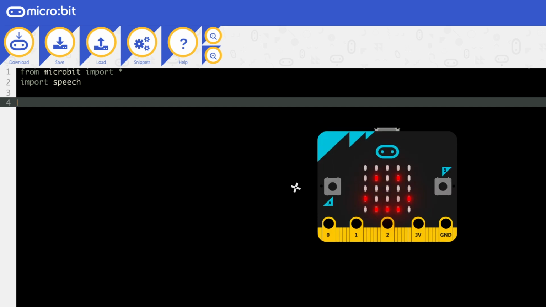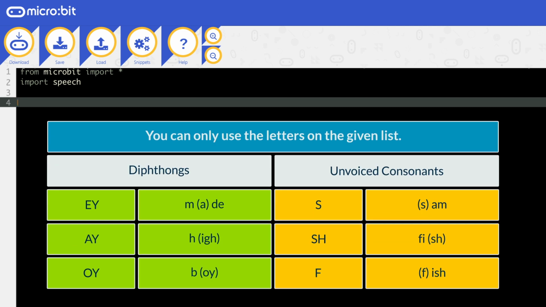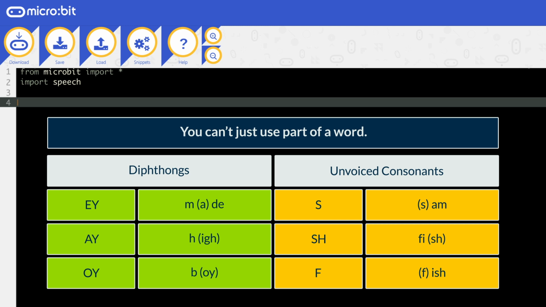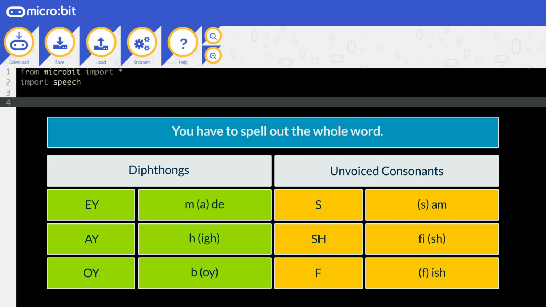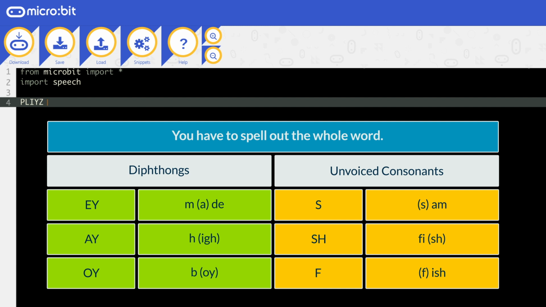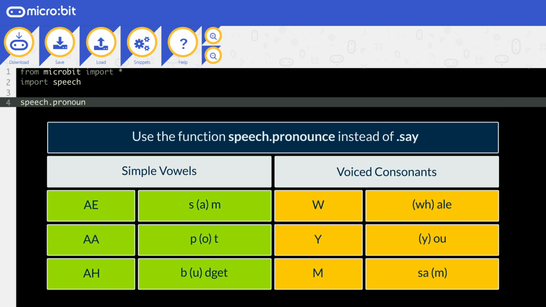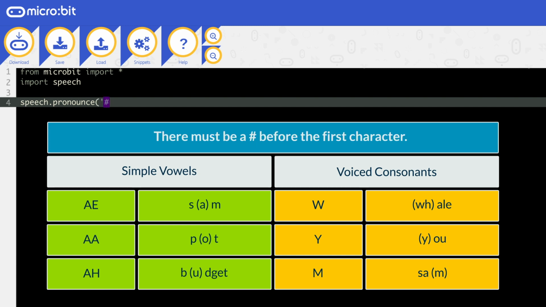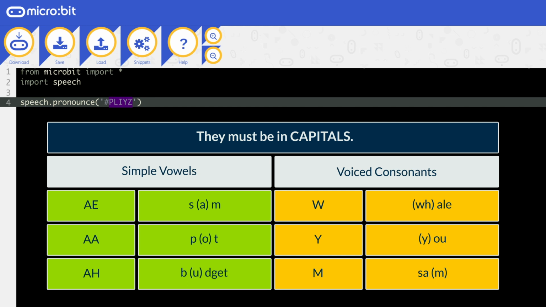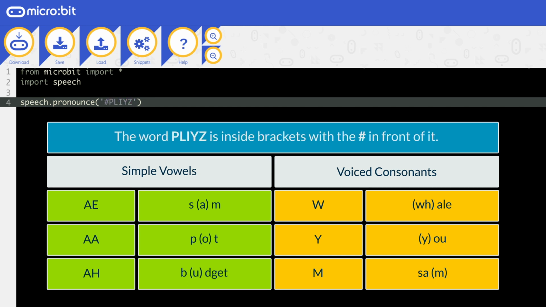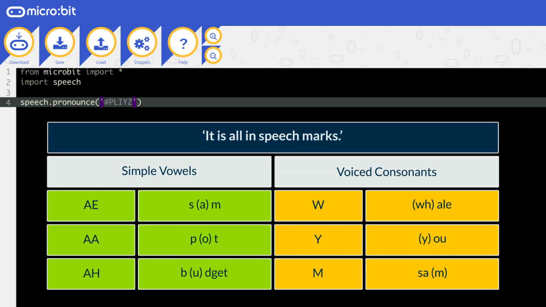For example, if you wanted the microbit to say the word please, you may write it as PLIYZ. When using these, you can only use the letters on the given list, so you can't just do part of a word. You need to spell out the whole word. You use the function speech.pronounce instead of .say. There must be a hash before the first character, and they must be in capitals. In this example, the word please is inside the brackets with the hash in front of it. It is all in speech marks.